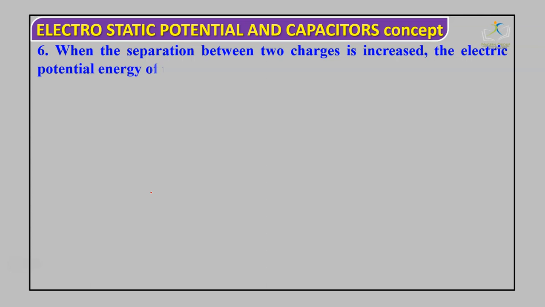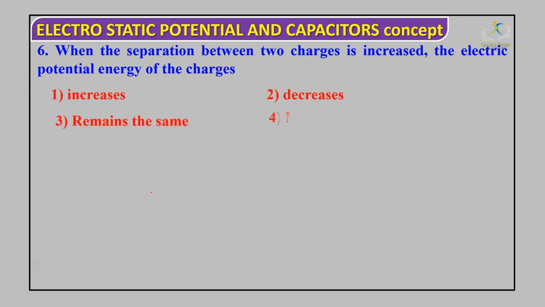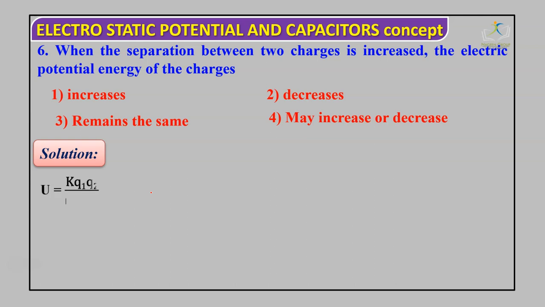Next question which we have. When the separation between two charges is increased, the electric potential energy of the charges increases, decreases, remains the same, or may increase or decrease. Solution we have. We know the formula U is equal to K Q1 Q2 divided by R, where K is the proportionality constant.